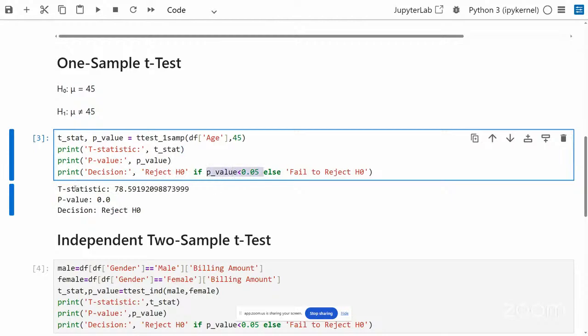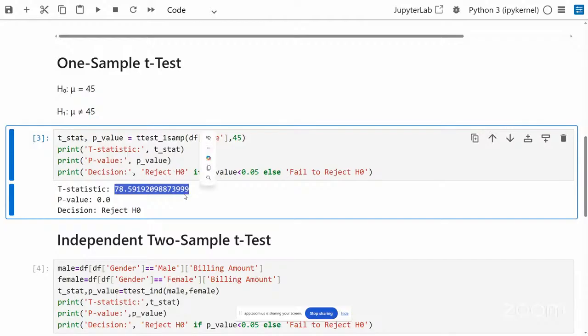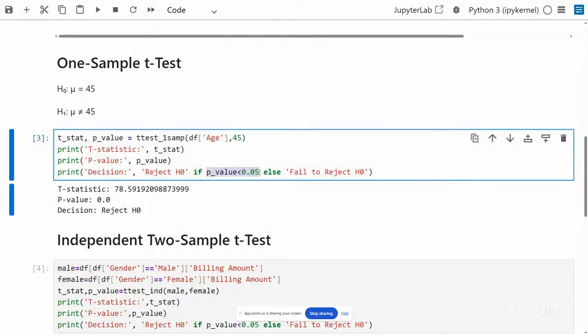We can calculate the value of the t-statistic, but this is not enough. Only by getting the value of t we are not able to decide. The p-value will decide. You can see when you execute, we have already executed all the files. Here is the t-statistic value, and you can see the p-value. The p-value is 0.0, which is less than 0.05. So the condition is true. If this condition is satisfied, then reject H0.